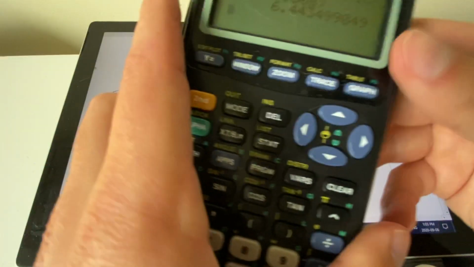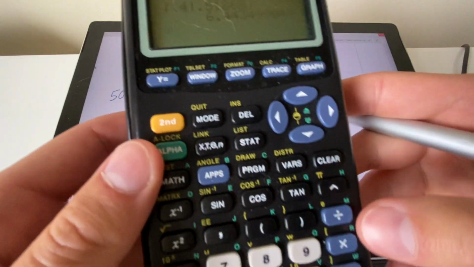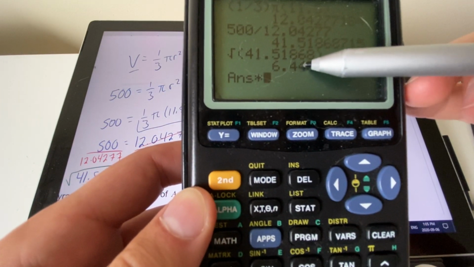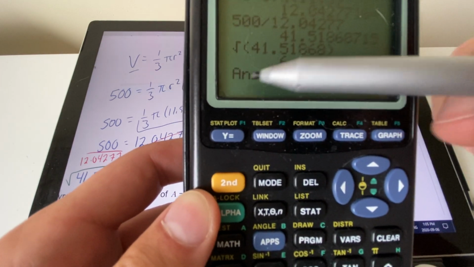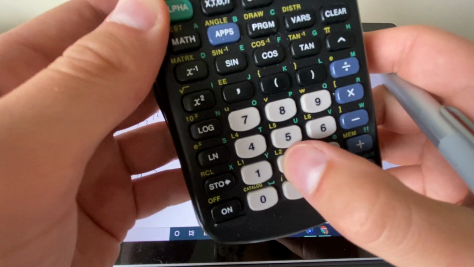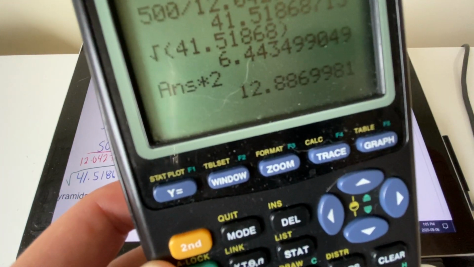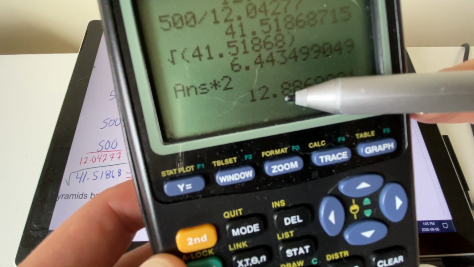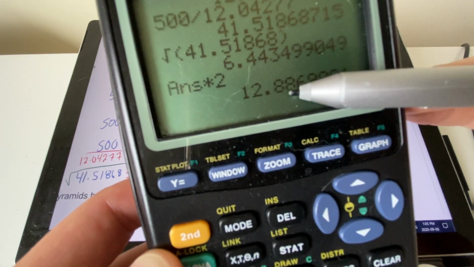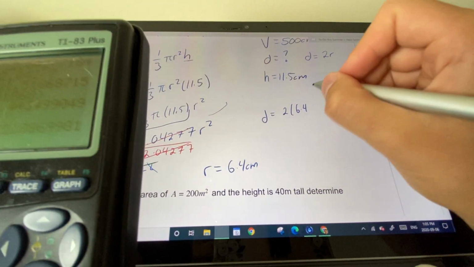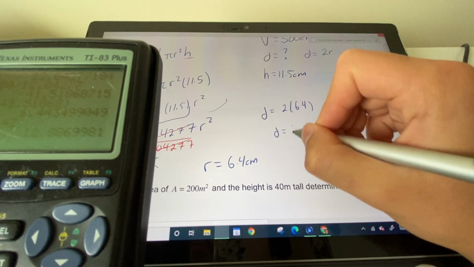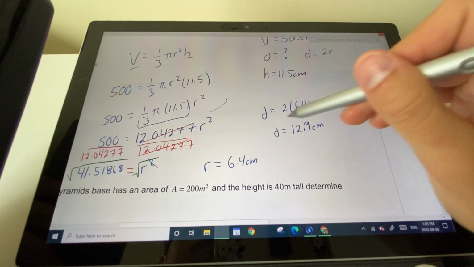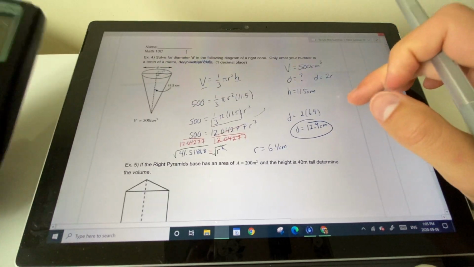And I probably shouldn't have rounded that number, okay, because we're not quite done. So I'm just going to press the multiplication symbol. Answer simply means the last number that you solve for. So this is taking that number and putting it here and multiplying it by 2. That gives us 12.88. We want it to the 10th, so we're going to round this number up to 9, okay, because this number is greater than 5. So we're going to get the diameter being 12.9 centimeters. And then you are done. So that's your diameter.